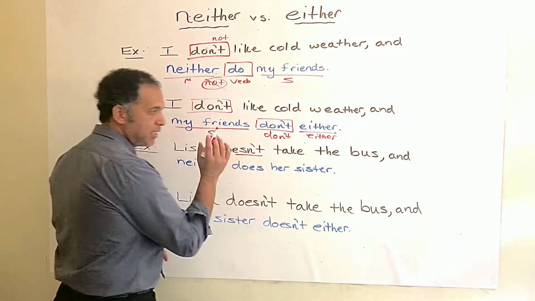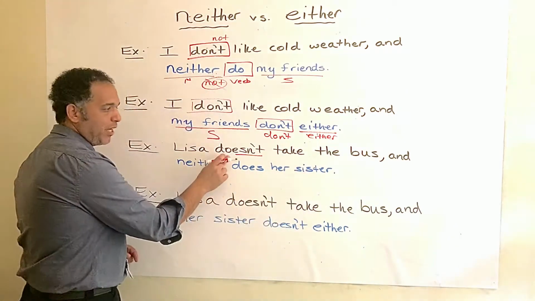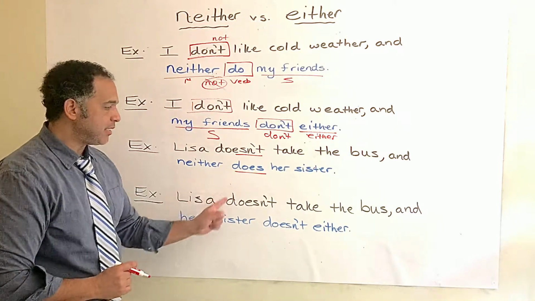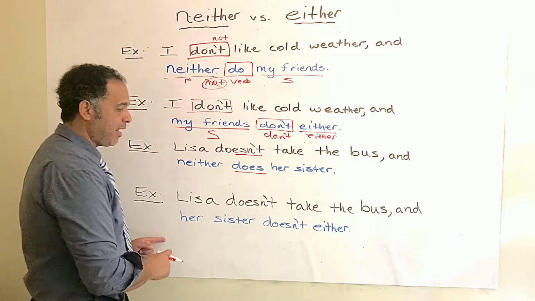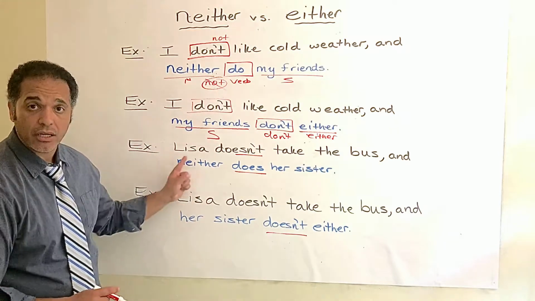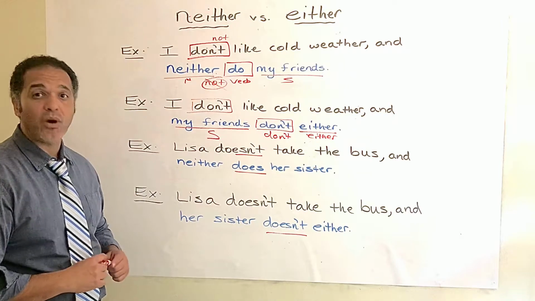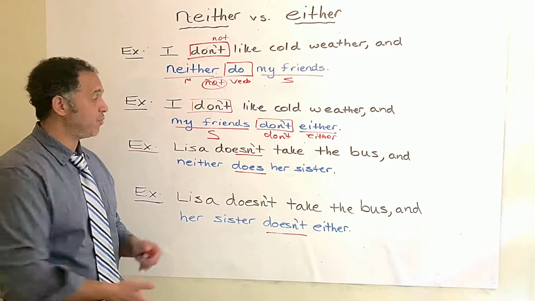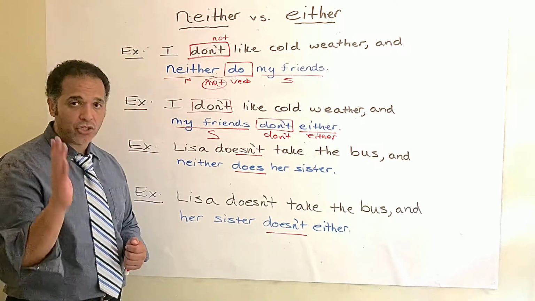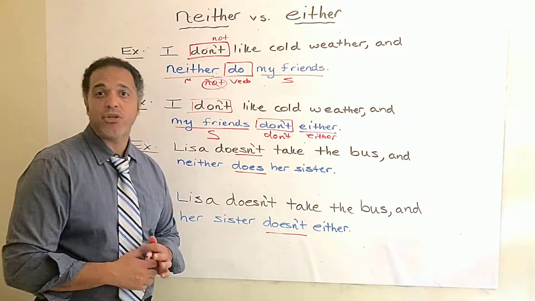Lisa doesn't take the bus and neither does her sister. When I say doesn't here, we have to make it does here. Lisa doesn't take the bus and her sister doesn't either. Again, same meaning, just completely different ways to write it. You at home, I would pick the one that you're comfortable with. When we get to the conclusion, we're going to try all types just to familiarize ourselves with it. But in the end, you pick what works for you. It's my job to introduce all of it, and then you pick the one that you are the most comfortable with.